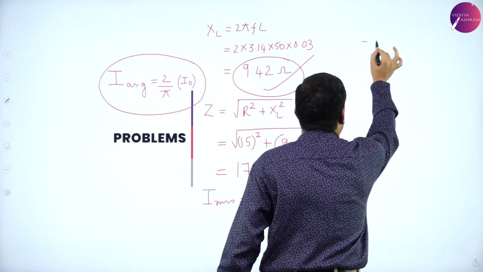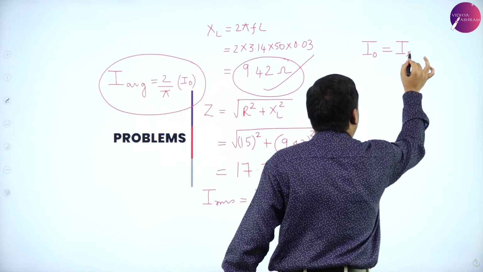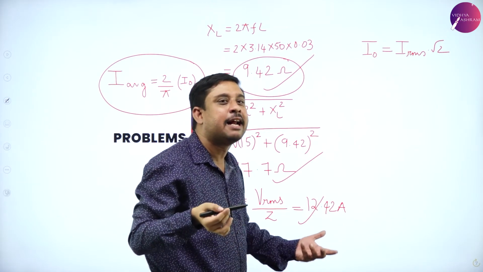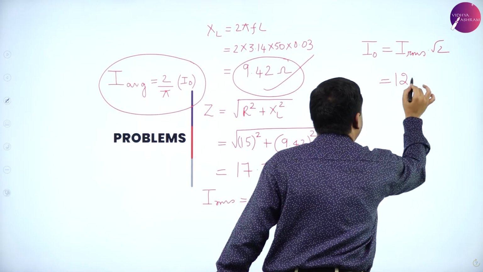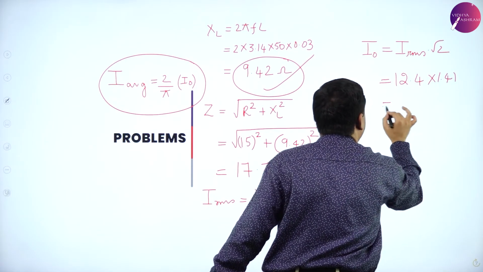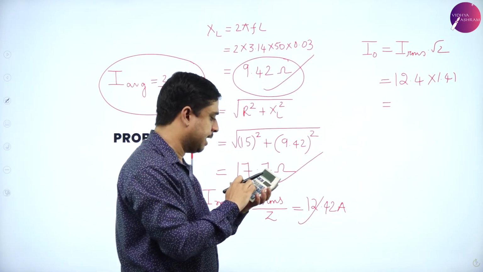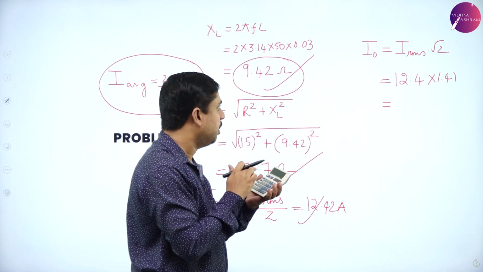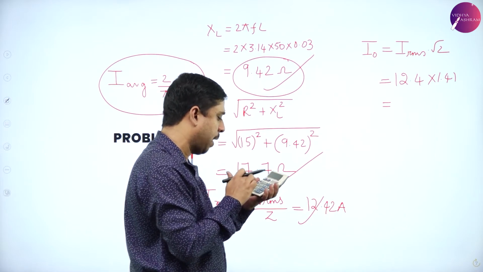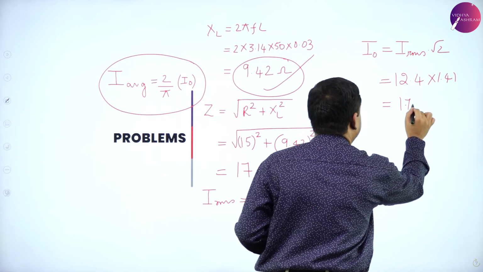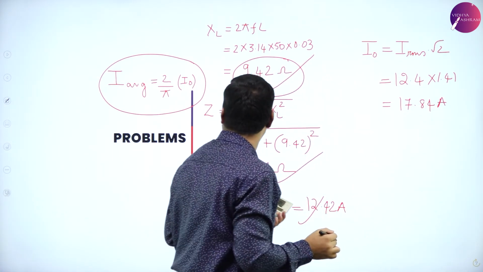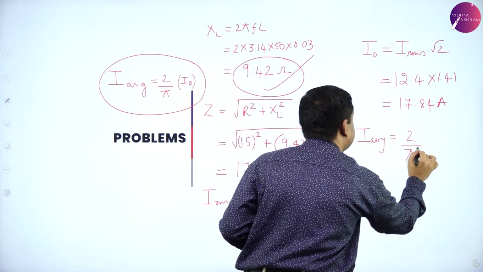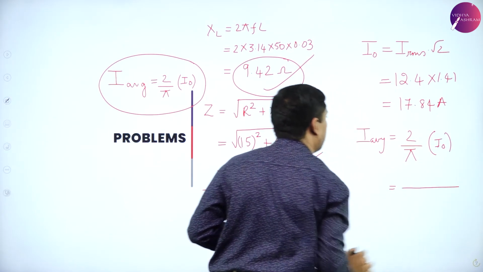We know IRMS is I naught by root 2. So I naught is IRMS into root 2. 12.4 into 1.41, which is 17.84 amperes. And finally, the average value is 2 by pi times I naught, and the final substitution will be done by my students.